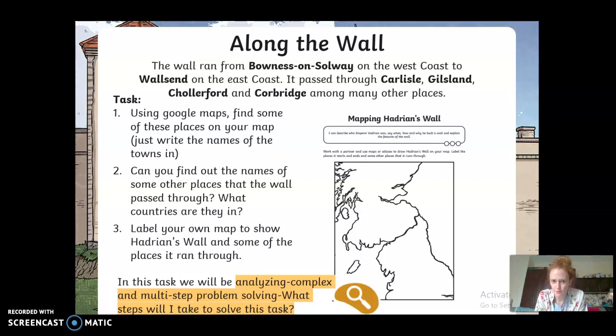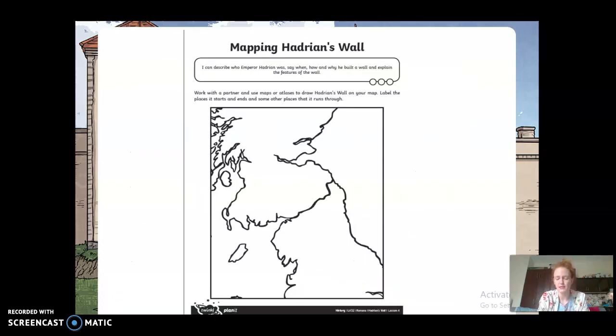So the wall ran from Bowness-on-Solway on the west coast to Wallsend on the east coast. It passed through Carlisle, Gilsland, Cholerford, and Corbridge, among many other places. So now, on the next slide, it has the worksheet. If you want to print it out, that would be for the best.